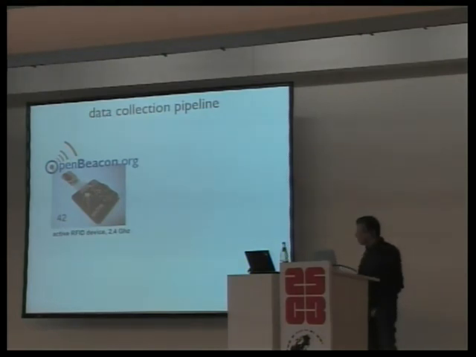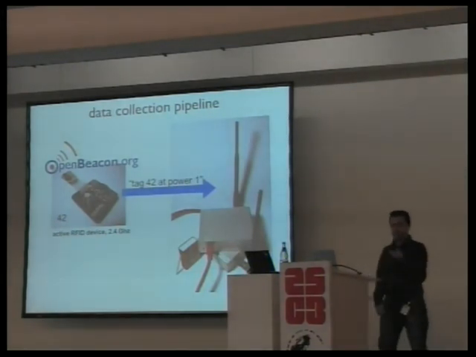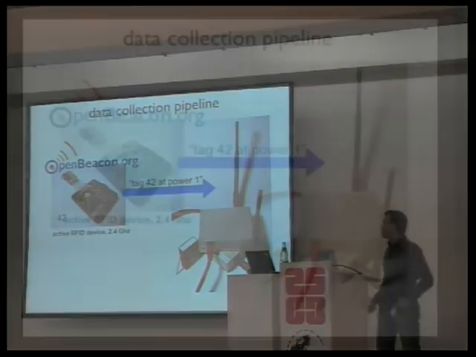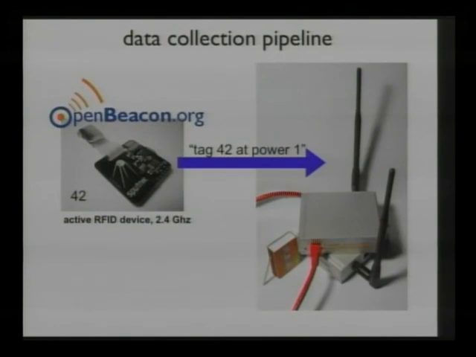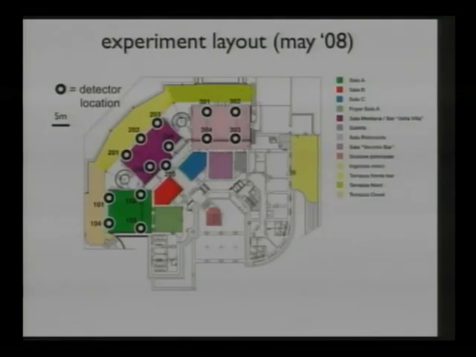You have tag 42, which emits a packet. In the packet, which is encrypted, there is embedded information about the power level at which the transmitter on the device was asked to emit the packet. And then there is a collection infrastructure. This collection infrastructure eventually encapsulates the radio packets over UDP and streams them over the local network until you get to a data analysis, storage, and collection system. So this is rather simple.